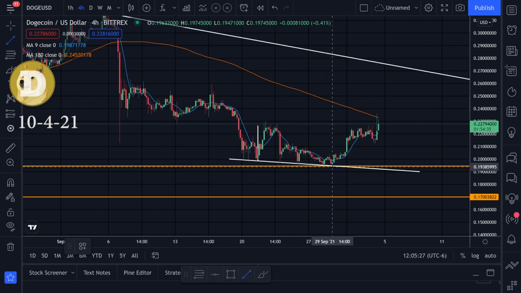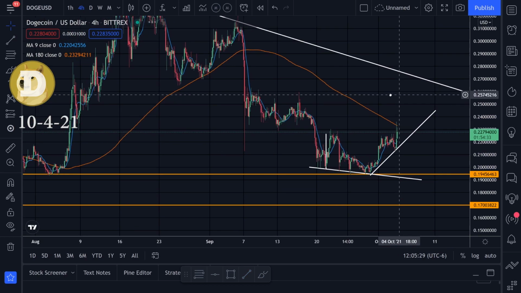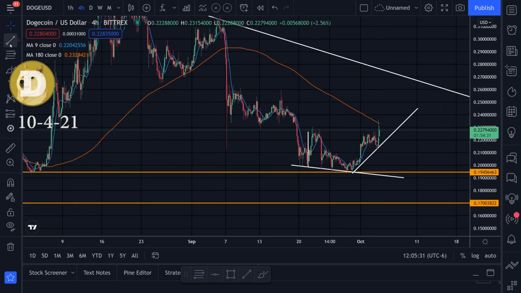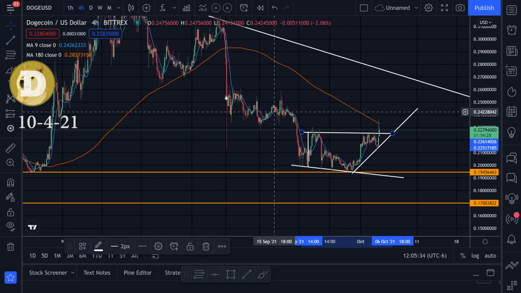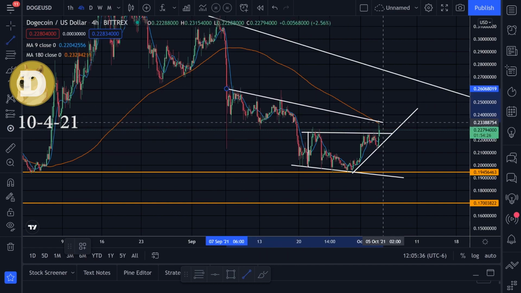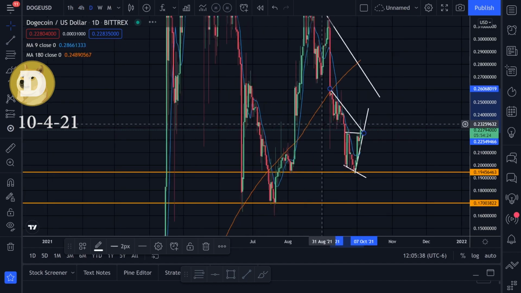So yeah, I'll be watching this uptrend, something like this. Let's see if we could keep that momentum going. And then we have this resistance that we just broke right there, and then this resistance that we just broke right there. You can actually see this better on the daily time frame.